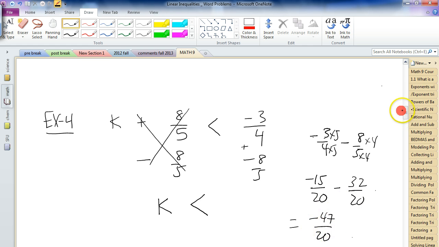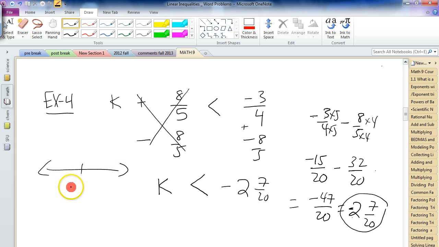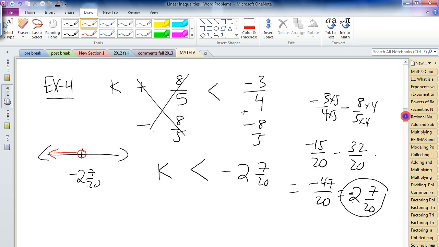That's improper. We should turn it to mixed. Do you remember how to do this? You see how many times the bottom number goes into the top. It's twice, with 7 left over 20. Don't forget the negative sign. So the answer is K is less than negative 2 7/20. On a graph, there's negative 2 7/20. We're saying that the values have to be less than that, but not equal to it. So it's a hollow dot going that way. Less than.